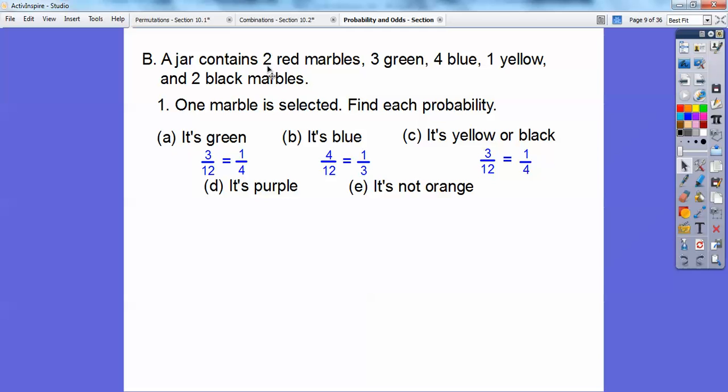Okay, it's purple. I don't see any purple marbles in there, so that's just 0, you guys. And it's not orange, you guys. Well, there's 12 of them in there that are not orange, so 12/12 is 1. So there's an example where it equals 0. Here's an example where it equals 1.